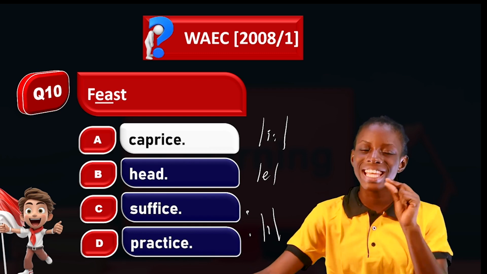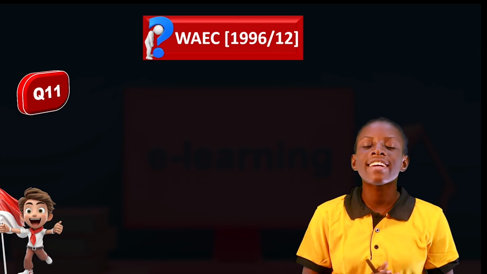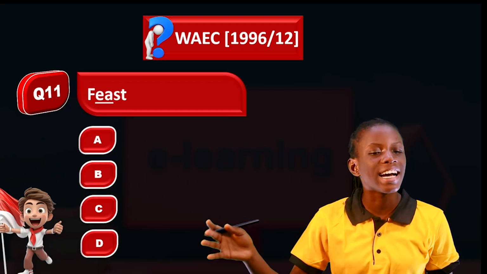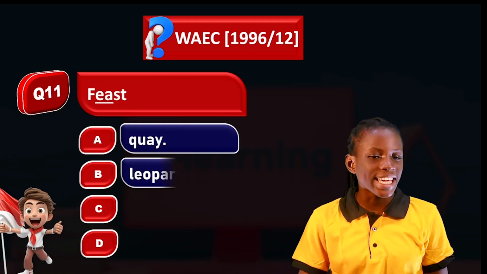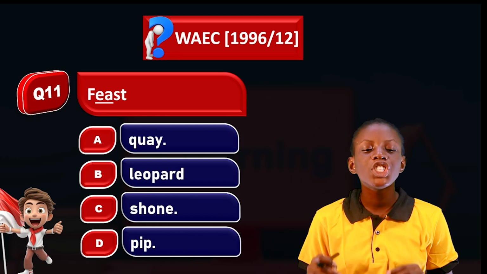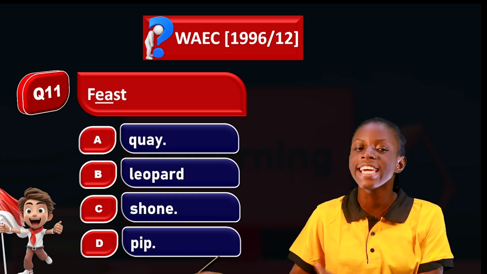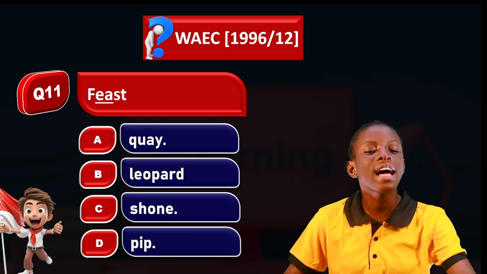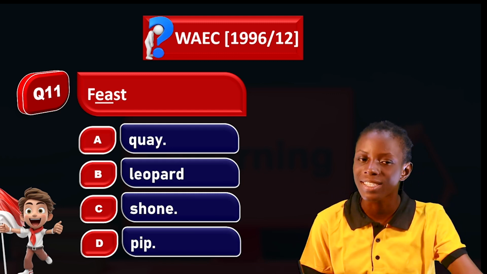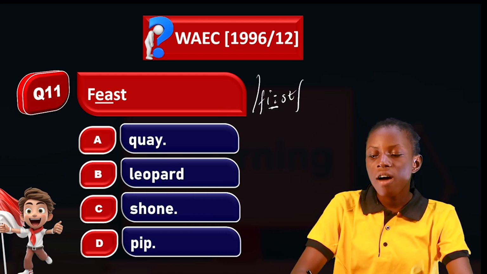So, how to clarify this question? Let's move on to our next unique question. In the year 1996, question 12, WAEC asked this lovely question. Our given word is feast, and the options are key, leopard, shorn, and peep. So what's our answer? Let's transcribe together. Feast has the long E sound here.